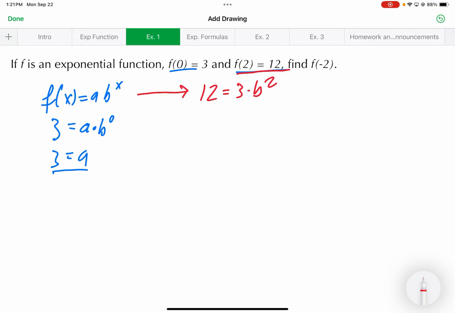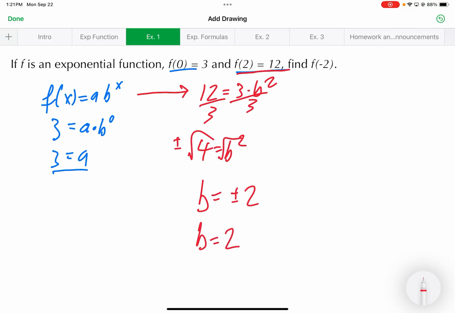All right, what do you guys want to do next? The goal is to find b, so we should do what? Yeah, I agree. All right, so we divide both sides by 3. Get 4 equals b squared, leading us to do what next? Yep. So we get b is equal to plus or minus the square root of 4, which is going to give me 2. However, on the last slide, what did they say about our base? Our base needs to be what? Our base had to be greater than 0, positive, right? So because of that, my b value can only be positive 2.